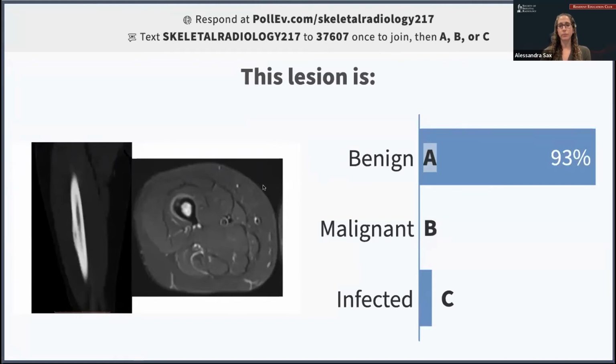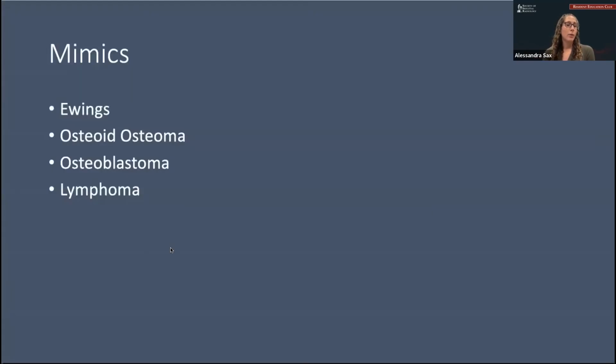Good. Most of you are saying benign. Couldn't fool you guys, even though it's a lecture on musculoskeletal infections. This was actually an osteoid osteoma, one of our mimics of the sequestrum. Other mimics are going to be an osteoblastoma, lymphoma, and Ewing sarcoma, for those more complicated osteomyelitis and bone infections.